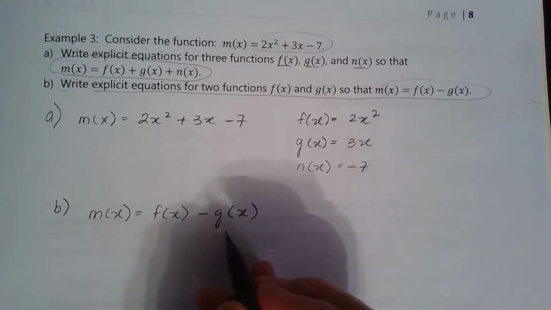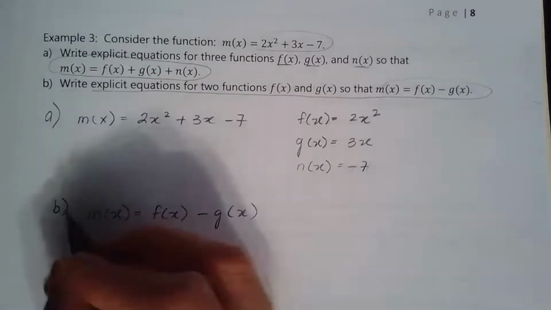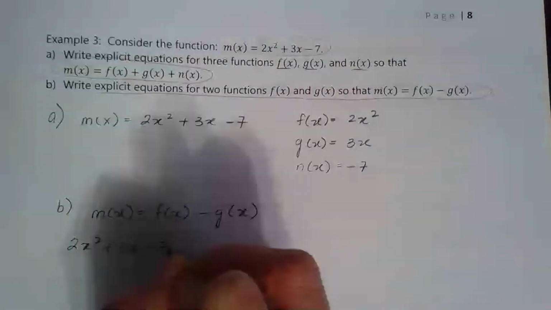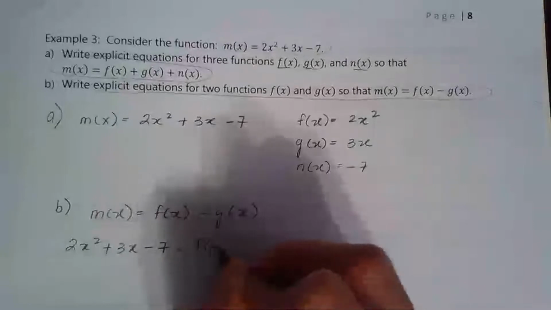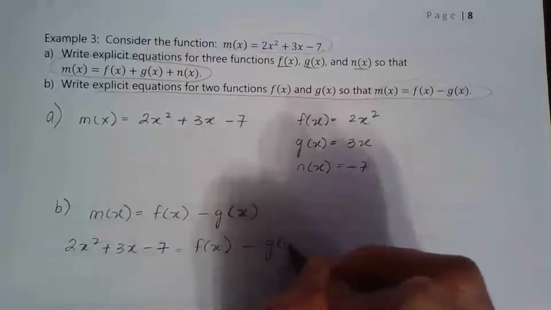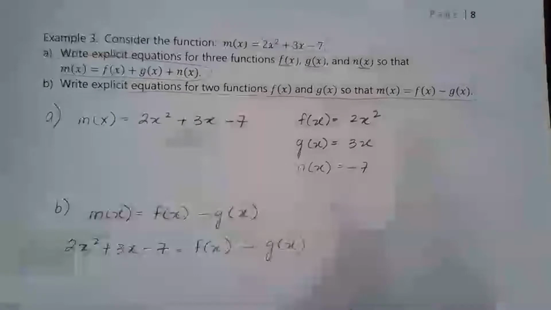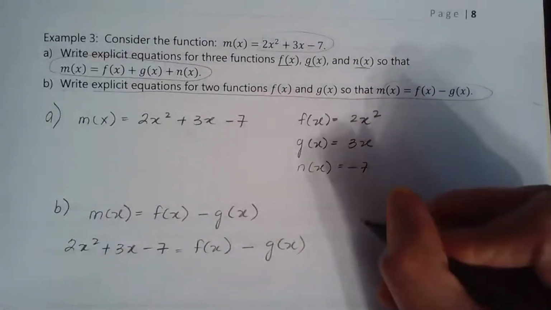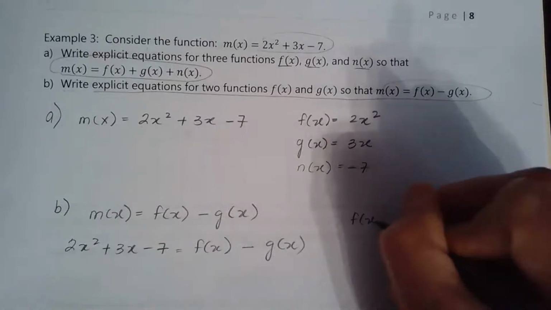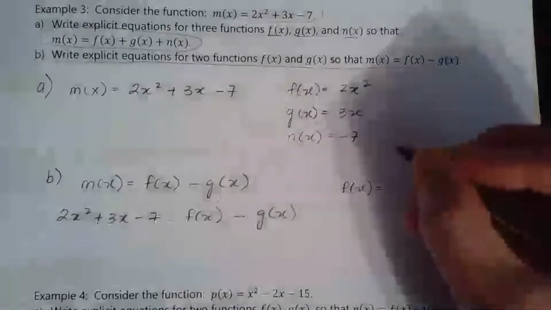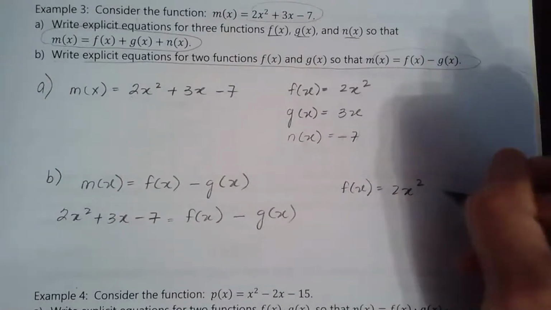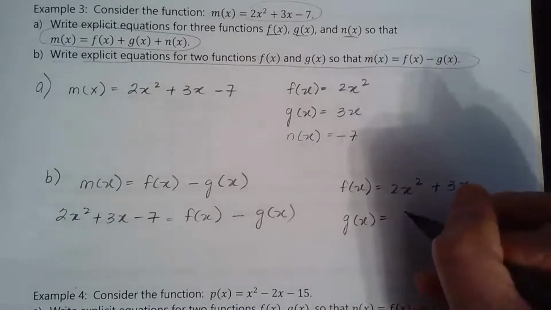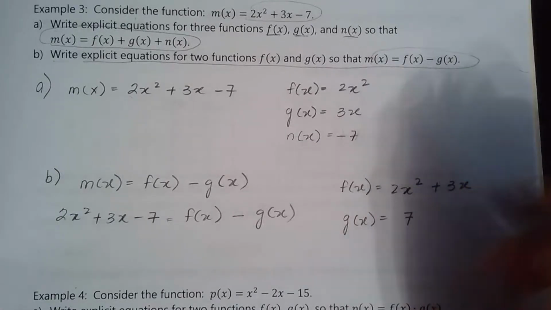So we know that m of x is going to be 2x squared plus 3x minus 7. What would be our f of x minus g of x? That will give us that one. So again, many possible solutions in here. I'll just do an easy one here. F of x would be 2x squared plus 3x. And then I can say that g of x is positive 7.